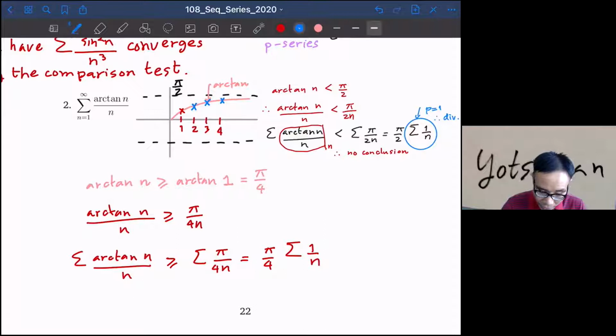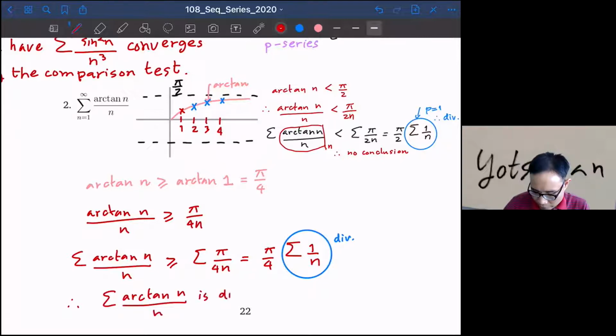So for this one, this is divergent. And this series is higher than the divergent series. So you reach the conclusion that the series arctan n over n is divergent by comparison test.